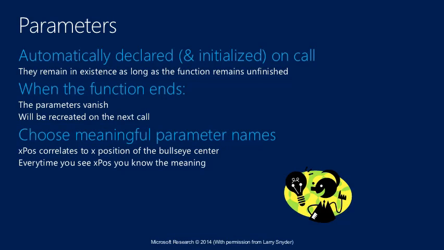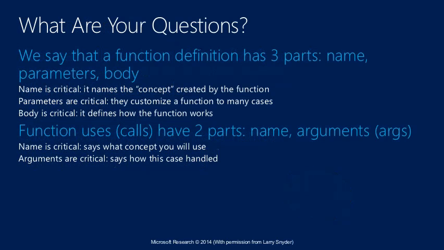Parameters are automatically declared and initialized on call. Once the function ends, the parameters vanish and will be recreated on the next call. We want to give them useful names so that people know what they mean as soon as they see it. So in our function definition, we have the name of our function, the parameters that it needs, and the body that defines how the function works. When we call a function, it has two parts. It has the same name as our definition, and then it has arguments, which are the values that we want to send into our function to be used by the body to do work.